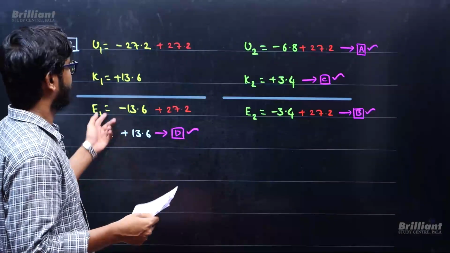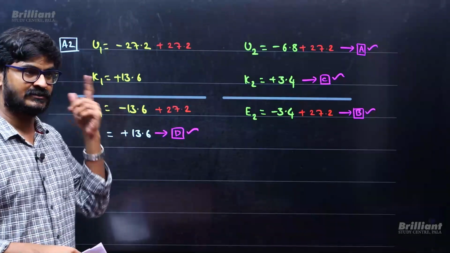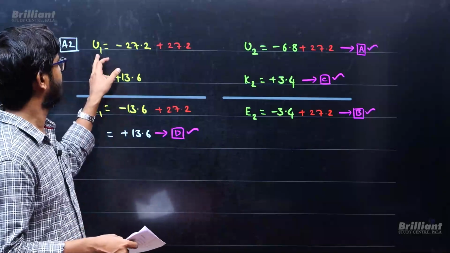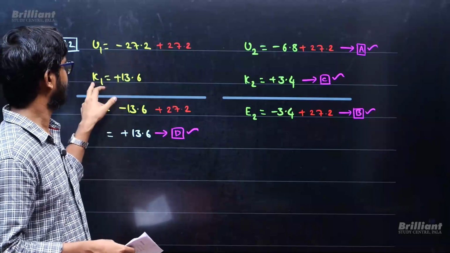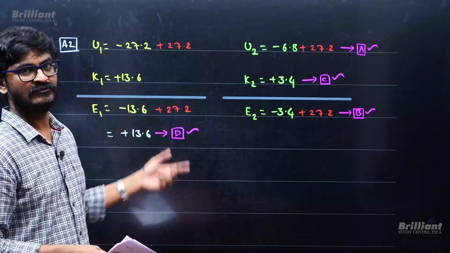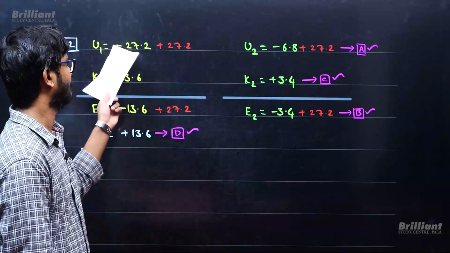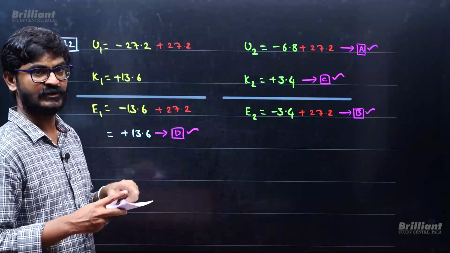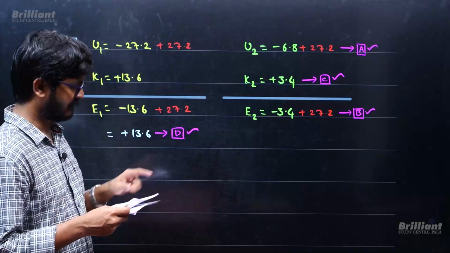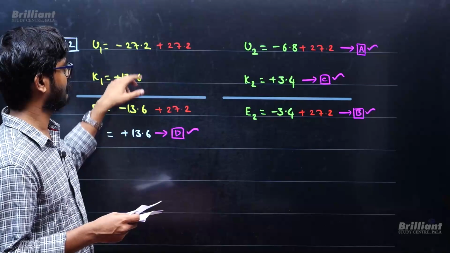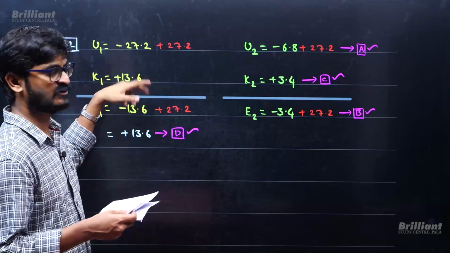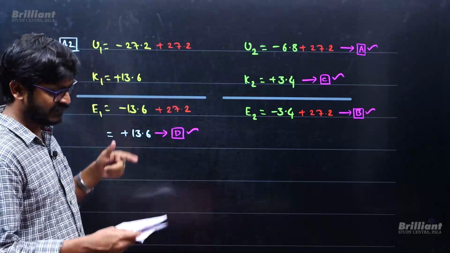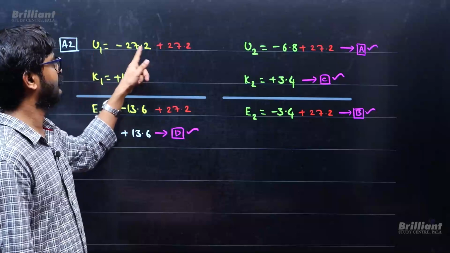This works like gravitation only, because the force is of inverse square nature, so everything goes the same way. Generally potential energy will be twice the total energy in magnitude, but with a negative sign. Sign wise it should be negative, magnitude wise it should be twice. You people know that already. So if the total energy is minus 13.6, then potential energy will be minus 27.2.